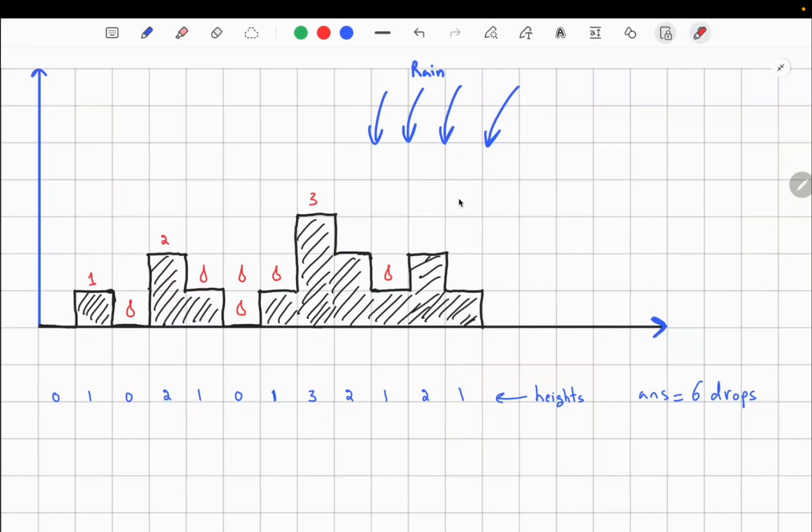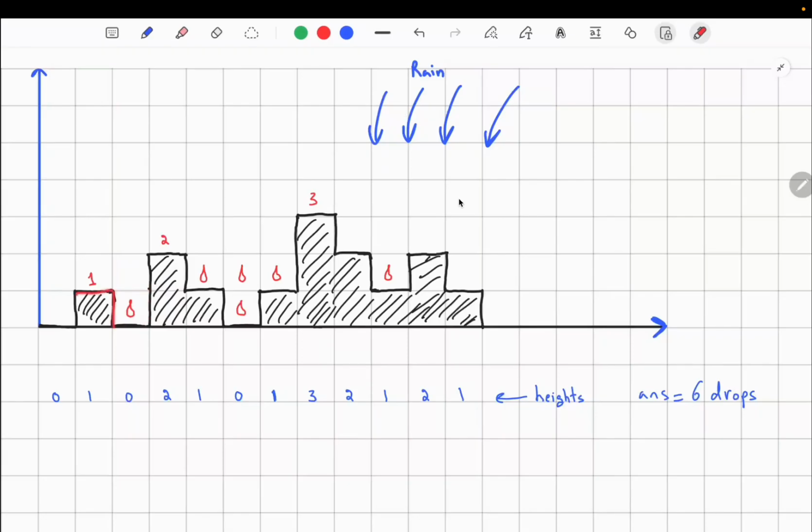So let's try first to find the most intuitive approach. How do we know, if looking at some square, that we can trap a drop of water inside it or not? So first of all, we need to have a bar to the left and a bar to the right, and we can draw a line of height equal to the height of the smaller bar, and then under this line, all the free space, we can trap water in it.